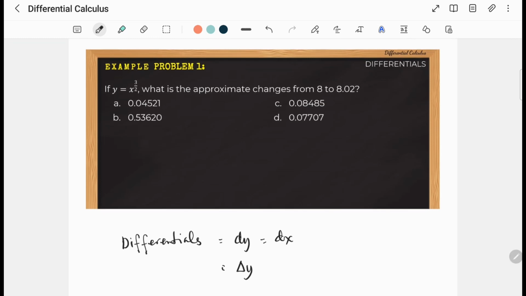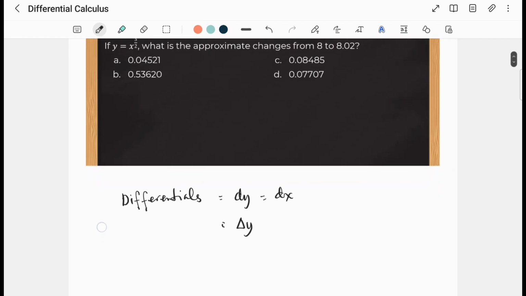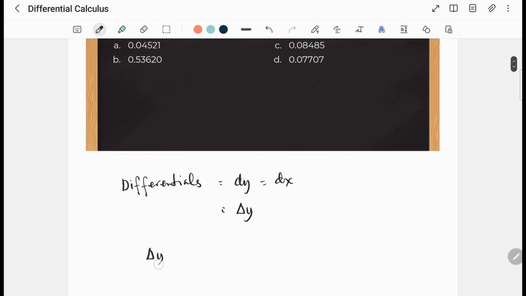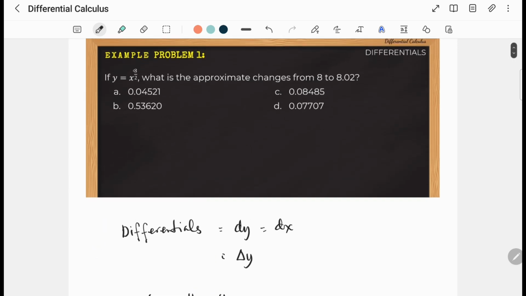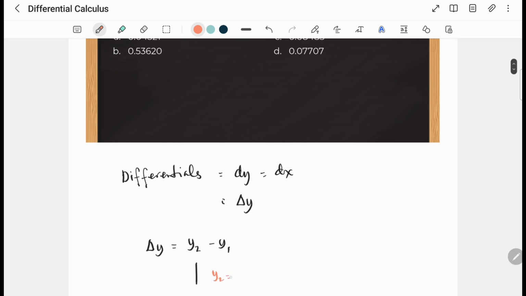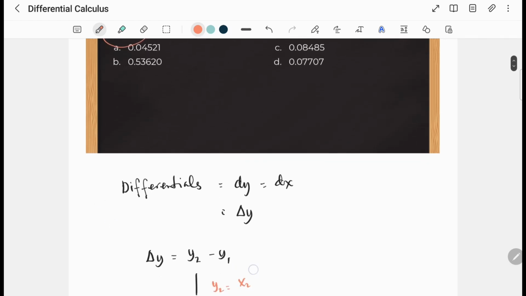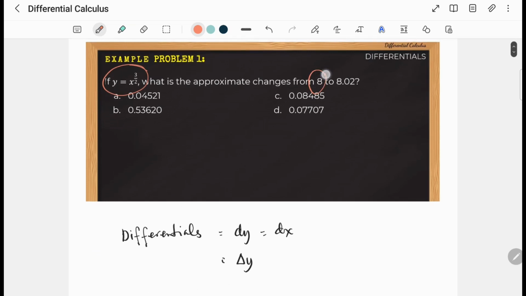Ang sabi sa problem, if y is equals to x raised to 3 halves, what is the approximate change from 8 to 8.02? Kung gusto natin makuha yung value ng delta y dito, that is simply y2 minus y1. Meron tayong binigay na function na gagamitin natin para makuha si y sub 2, that is x sub 2 raised to 3 halves, and para makuha si y sub 1, that is x sub 1 raised to 3 halves. Yung x sub 1 natin ay 8, and then x sub 2 natin ay 8.02.